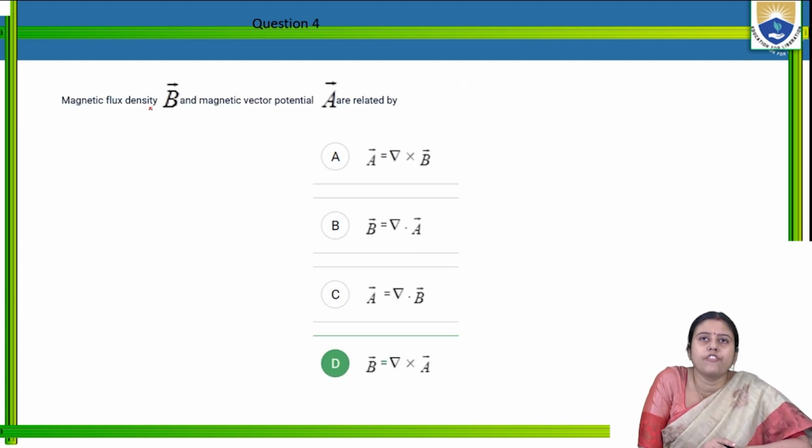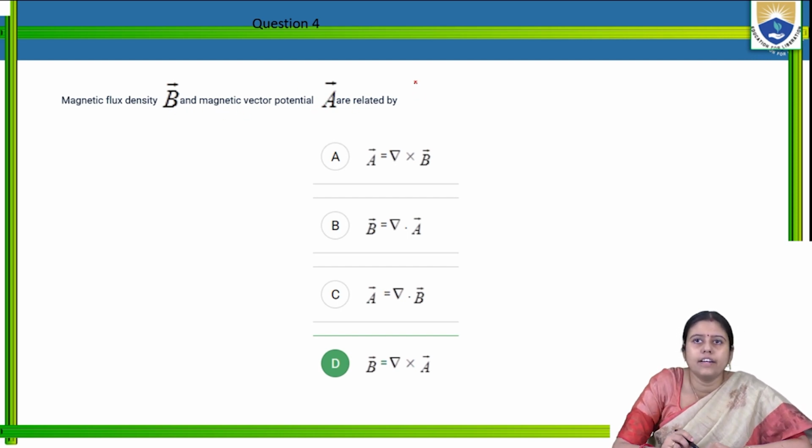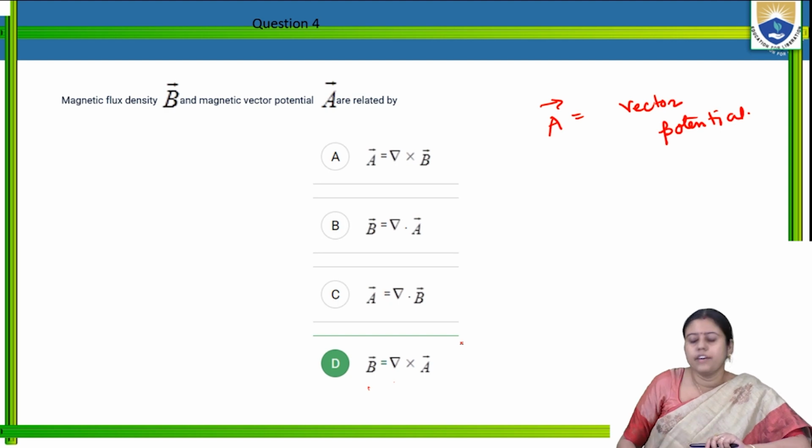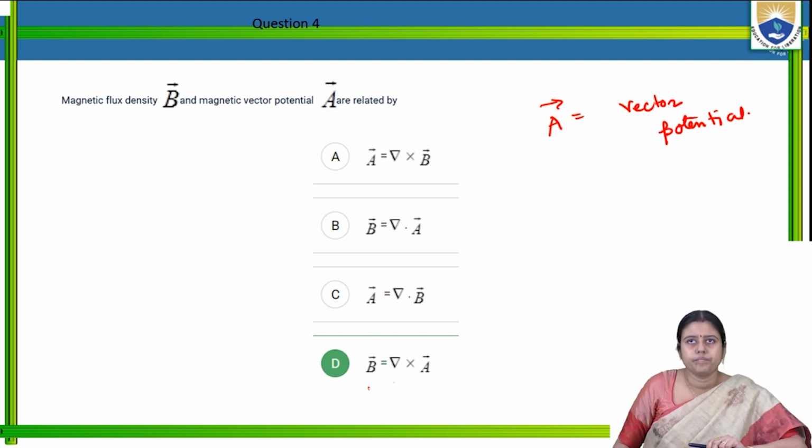So the magnetic flux density B and the magnetic vector potential A are related by B is equal to grad cross A. Here, what is capital A? Capital A is the magnetic vector potential. So this is the relation, B is equal to grad cross A.